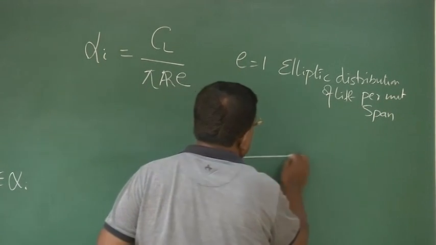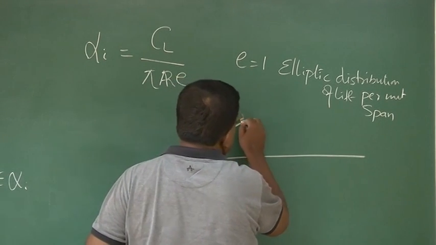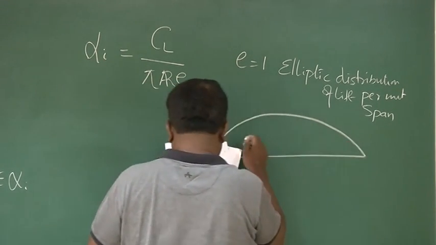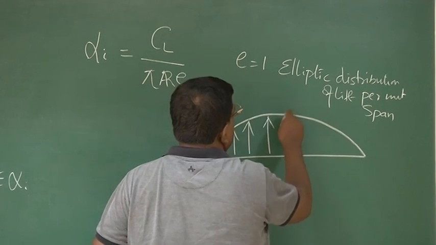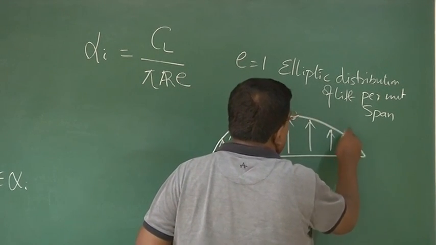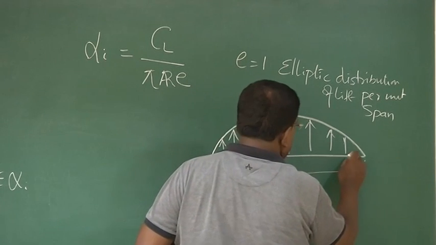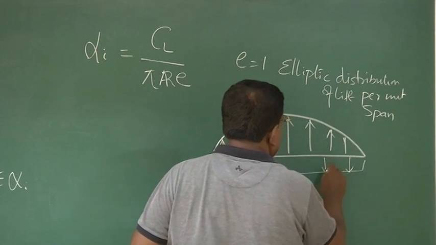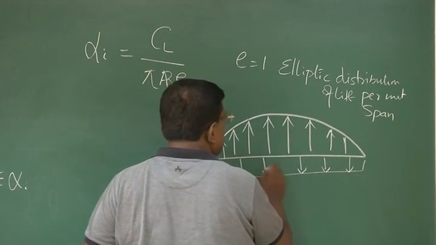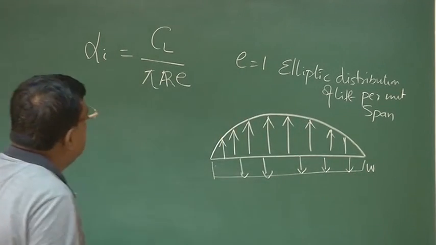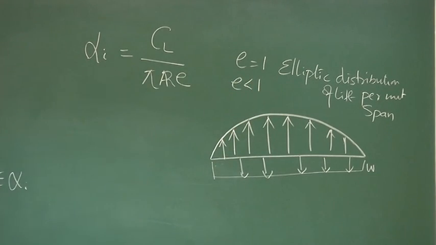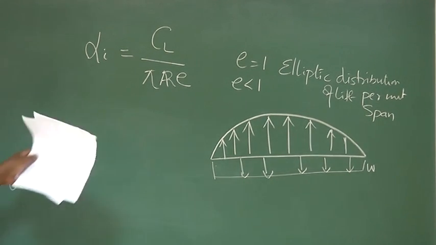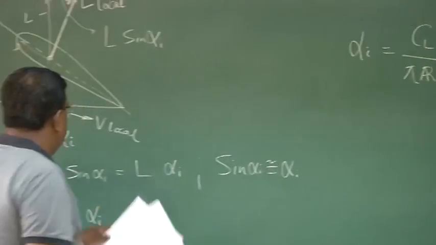That is, if I draw it, you'll find this is typically an elliptic distribution of lift. In any standard textbook you can get this information in detail, and at the bottom I am writing the downwash component and denoting it by W, right? And of course, E is less than 1 for anything which is non-elliptic. Mostly we have non-elliptic distributions, right? Now if I substitute this here, what do I get?